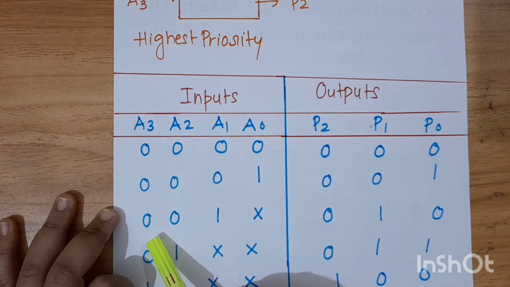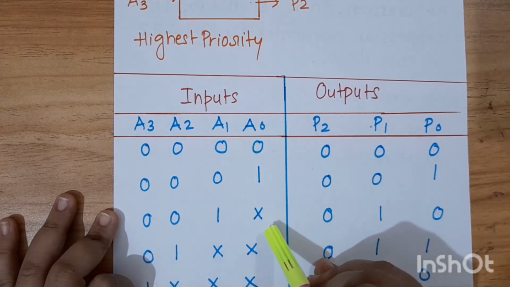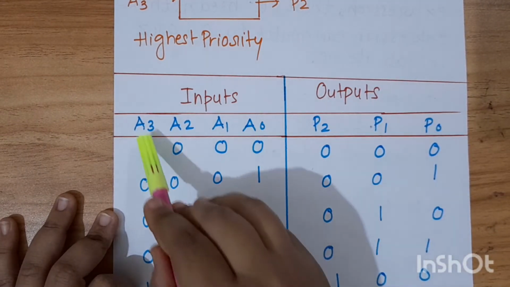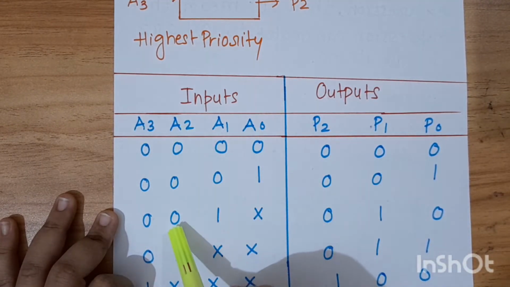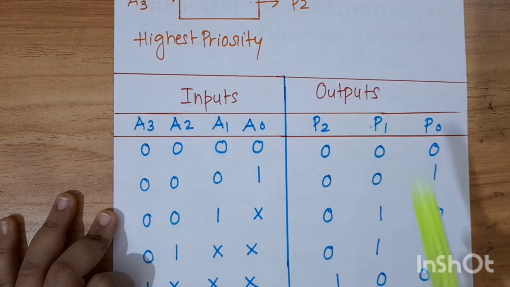When the inputs are 0, 0, 1, X means don't care. I am not bothered about what is there in A0, and A3 should be 0, A2 should be 0, and A1 is 1. At that time, the output would be 0, 1, 0.